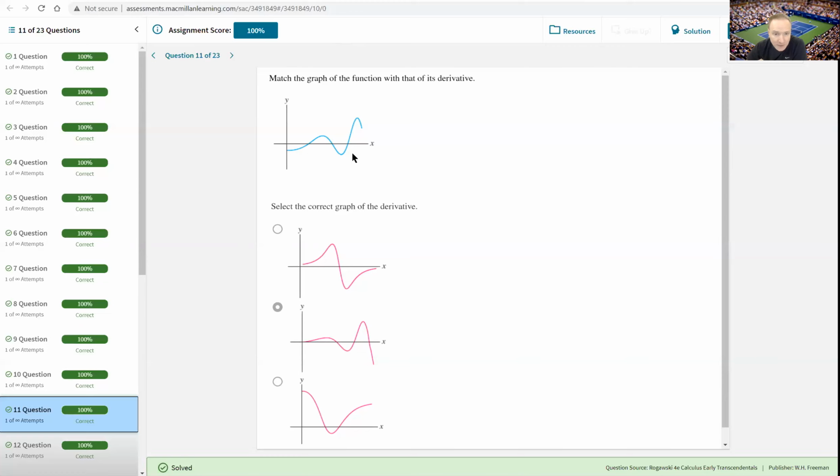Then you can see from here to here, it's increasing pretty rapidly. Well, no surprise, its derivative had to take on a pretty high y value at that point. And then it kept on increasing up until I got to that value. And then after that maximum point, it decreased, which means its derivative took on negative values after that. So it has to be that second choice there.